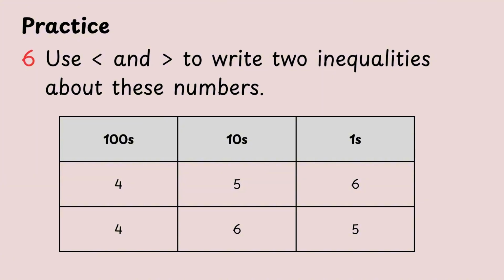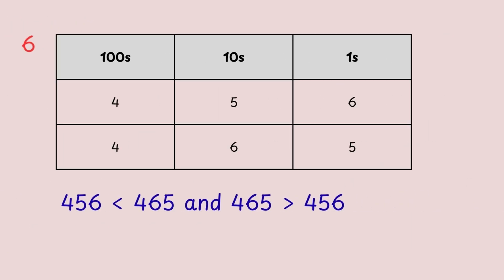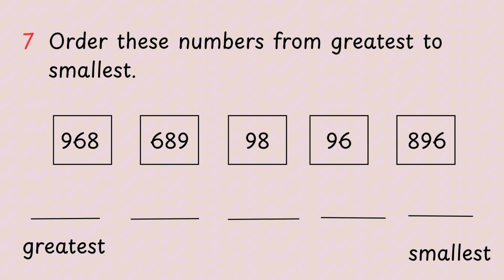tens column. Let's compare the tens. The first number has 5 tens, but the second number has 6 tens. Since 6 tens is bigger than 5 tens, we already know that 465 is the greater number. So we can write 456 less than 465 and 465 greater than 456. Question 7. Order these numbers from greatest to smallest.